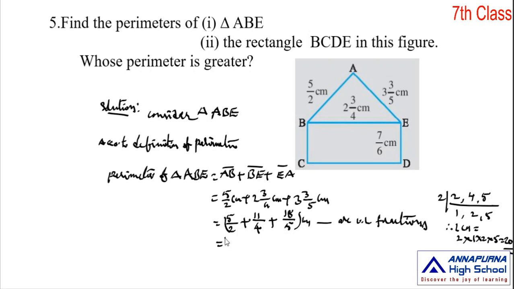So here we can do it directly. Which number multiplied by 2 gives 20? Recall the 2 table: 2 ones, 2 twos, 2 fours, like that. 2 tens are 20. So you multiply both numerator and denominator by 10.